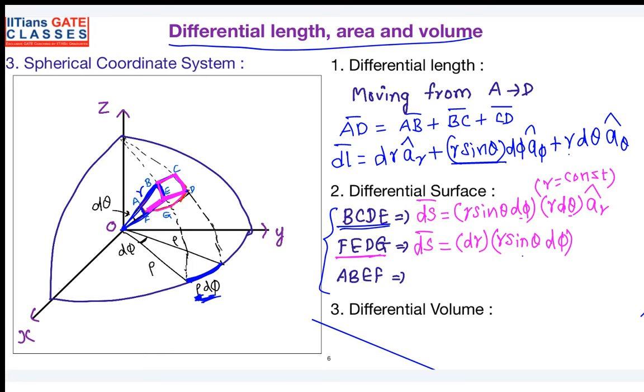Similarly, write down for ABEF. ABEF means this part. Same thing: from A to B there is a change in R, and from B to E there is a change in theta. So the surface area will be dr for the change in R and R into d theta for the change in theta. Since R and theta are both varying, the constant is phi. So phi is a constant.